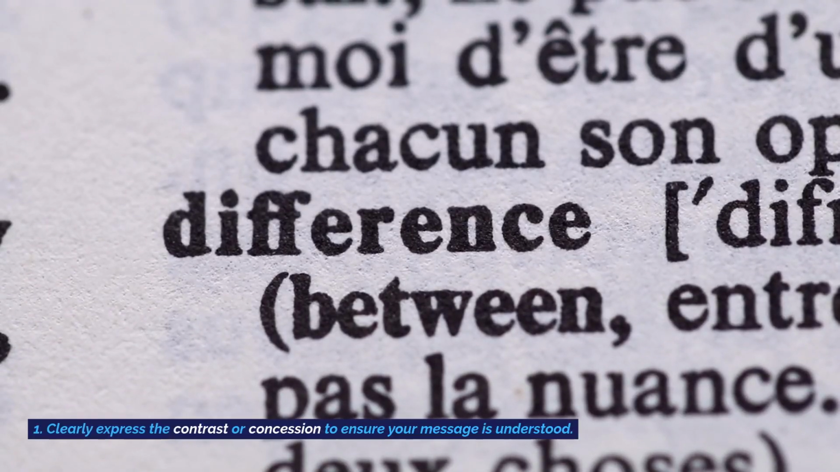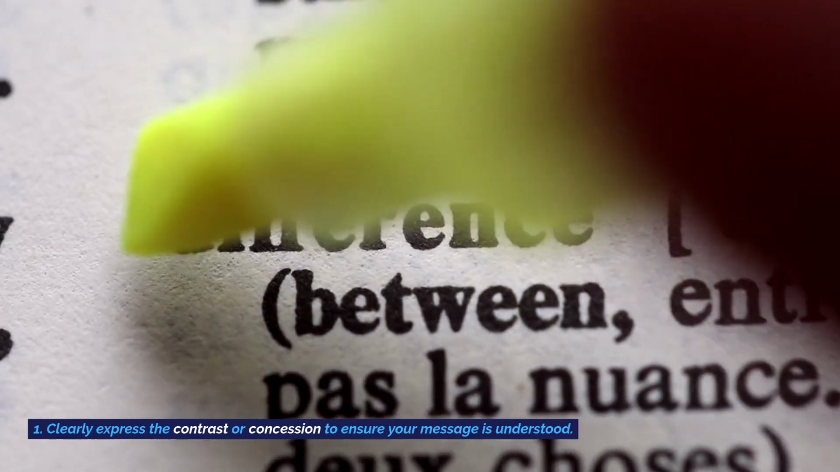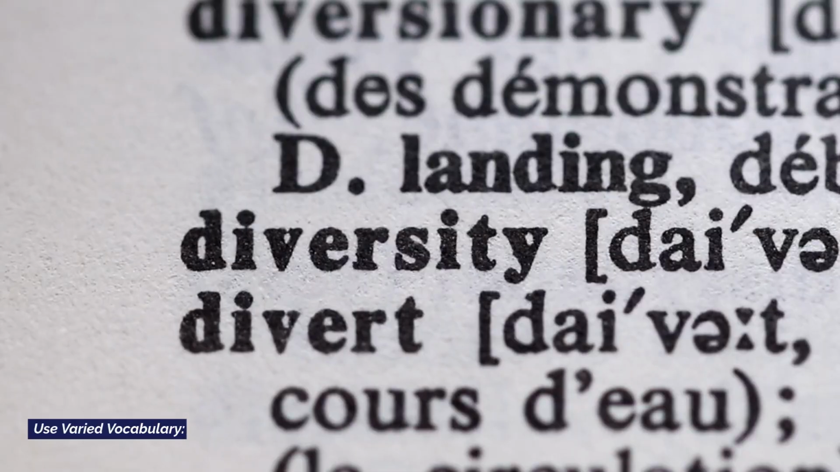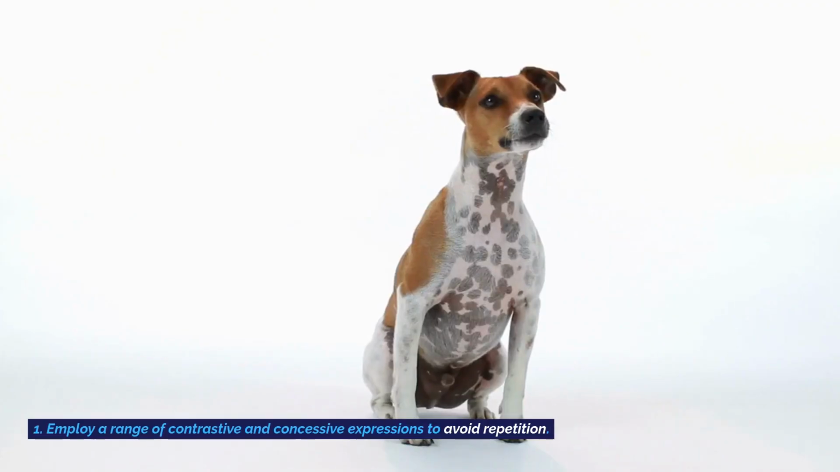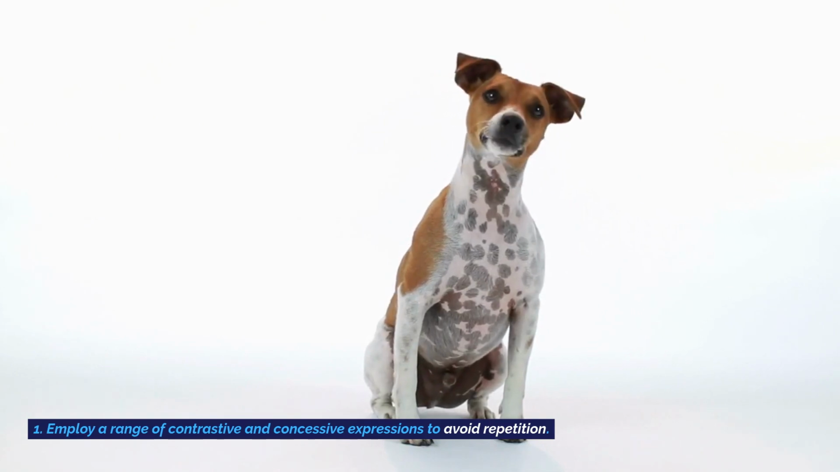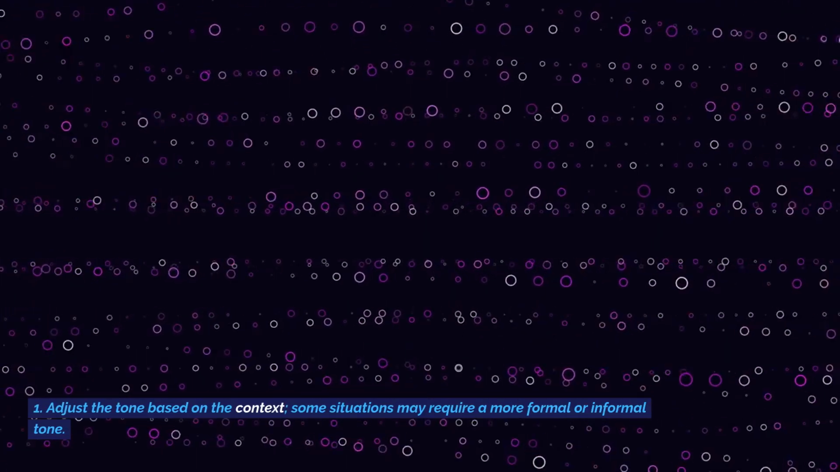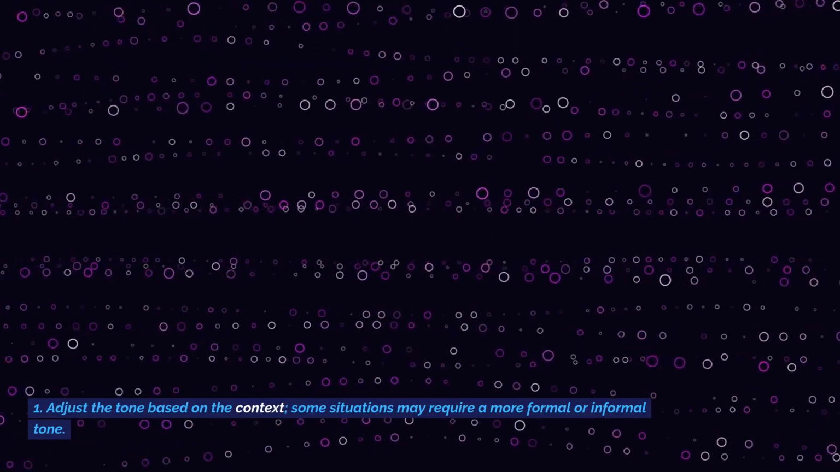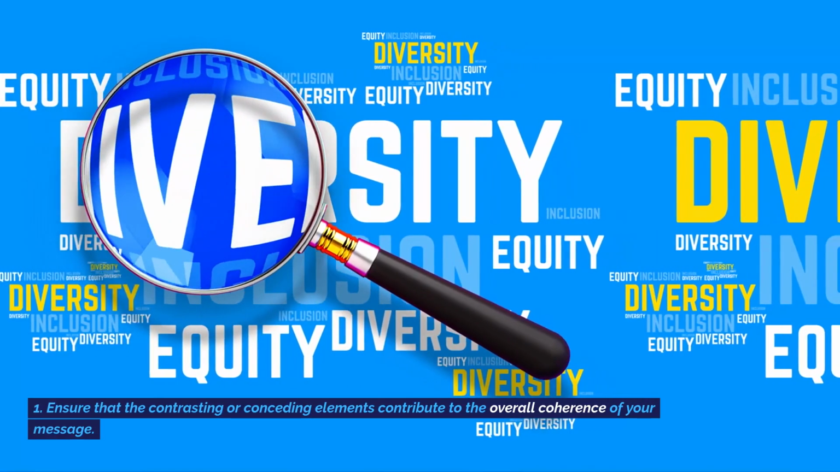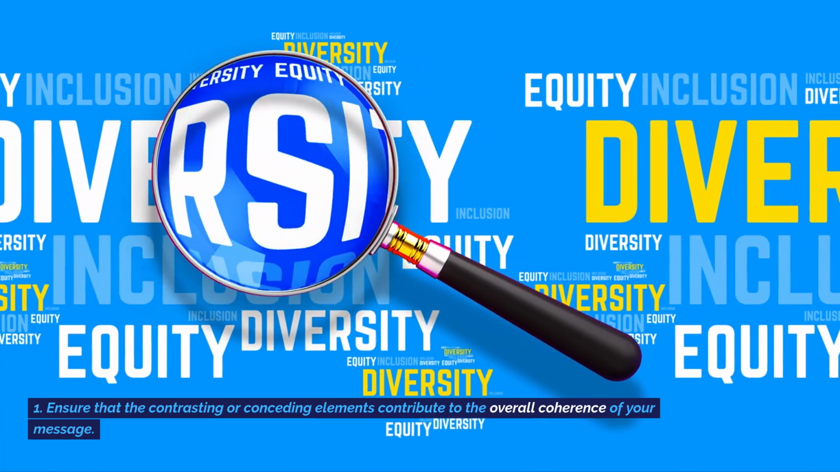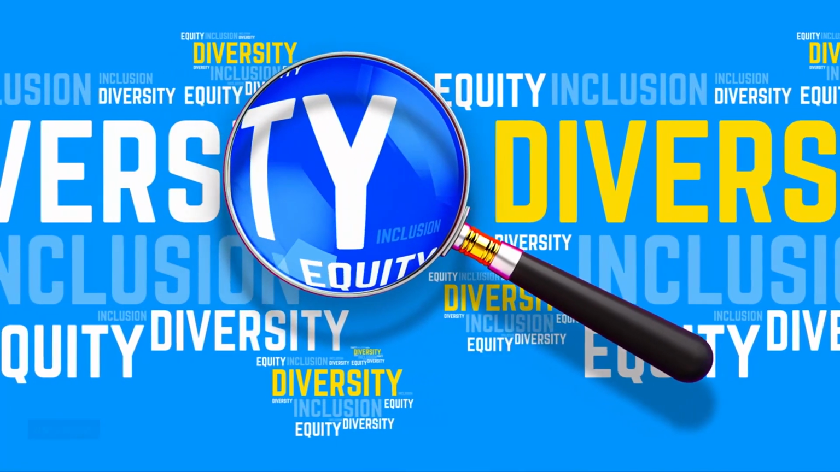Tips for expressing contrast and concession. Be clear and specific. Clearly express the contrast or concession to ensure your message is understood. Use varied vocabulary. Employ a range of contrastive and concessive expressions to avoid repetition. Consider the tone. Adjust the tone based on the context. Some situations may require a more formal or informal tone. Maintain coherence. Ensure that the contrasting or conceding elements contribute to the overall coherence of your message.